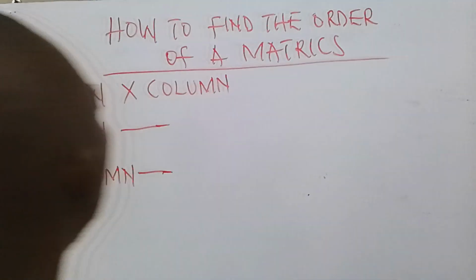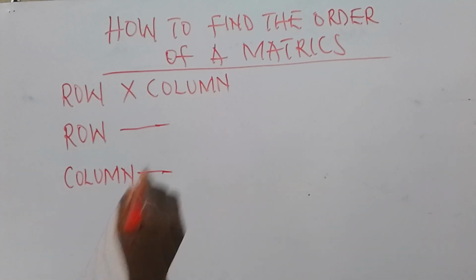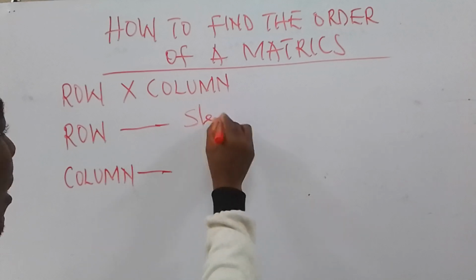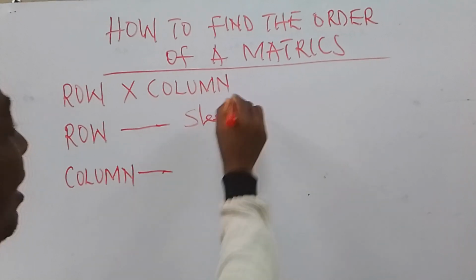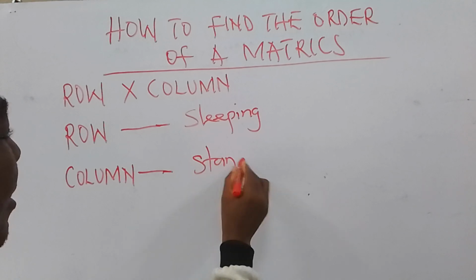Good day. Welcome to this class, how to find the orders of a matrices. Orders of a matrices is always in rows and columns. And row, what do we mean by row? A sleeping line. Just imagine when somebody is sleeping, that is row. Column, on the other side, is standing.